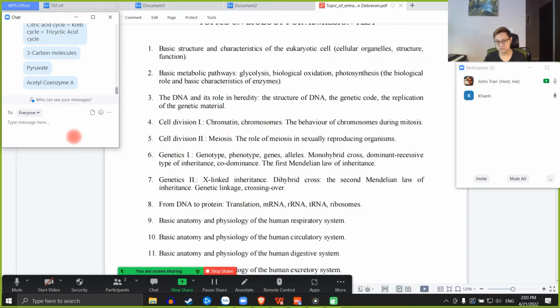At the beginning of the Krebs cycle, the acetyl-CoA reacts with oxaloacetate, which is a 4-carbon molecule, to form citrate. Citrate, very good.